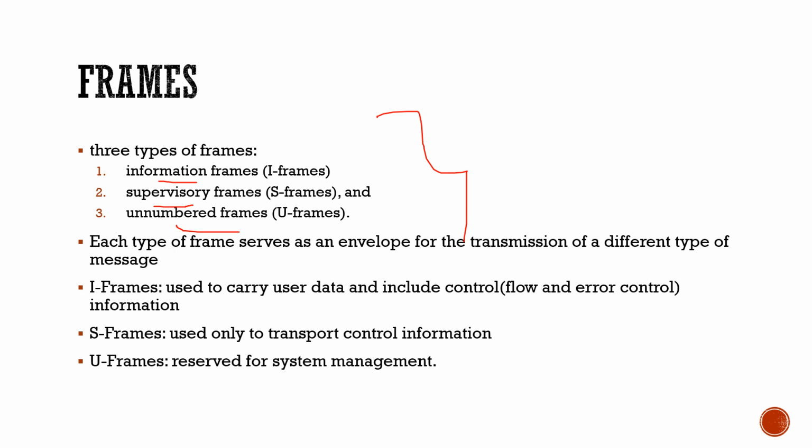So, first, the I frame is used to carry the user data which the user sends. It includes both flow and error control. But the S frame does not have any data in it. It only has control information, that is, it only has flow and error control mechanisms. The U frame is for system management, that is, managing the link within the system. The user will not play any role in these U frames. Only the system sends the frames called U frames.